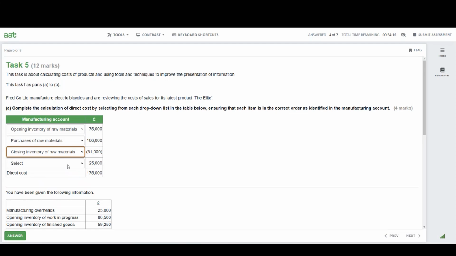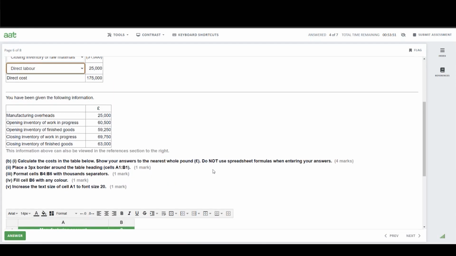What else is included in direct cost? Well, of course, we need labour, don't we, to make our units. So we can include direct labour there. So that gives us a direct cost total of £175,000. So that's the top part of our manufacturing account completed, the direct cost part of our manufacturing account.